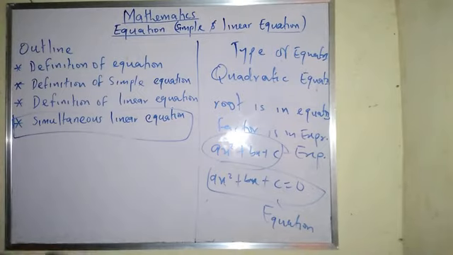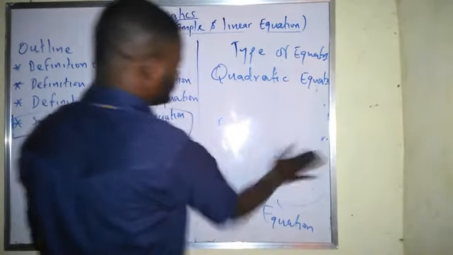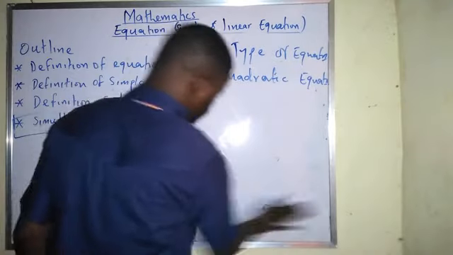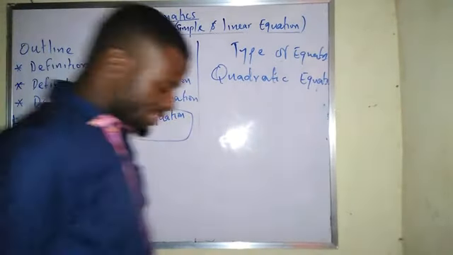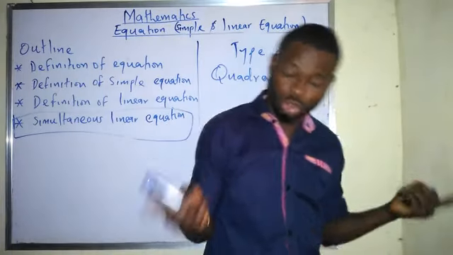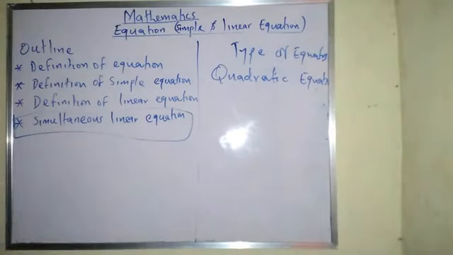Let me move on to the next one. I can now move on to polynomial of degree 3 and above. Degree 3 means I'm to have 3 factors or 3 roots, and so on and so forth. Okay, I think I've defined this.